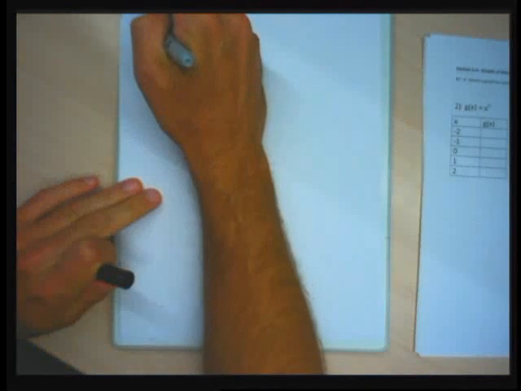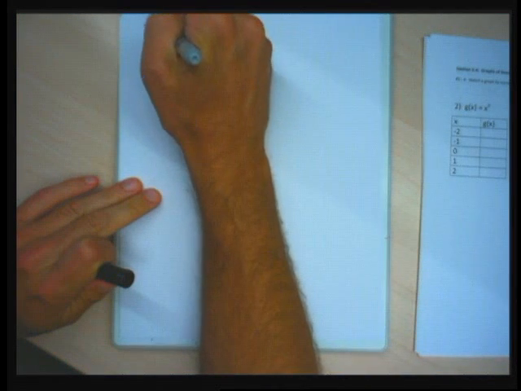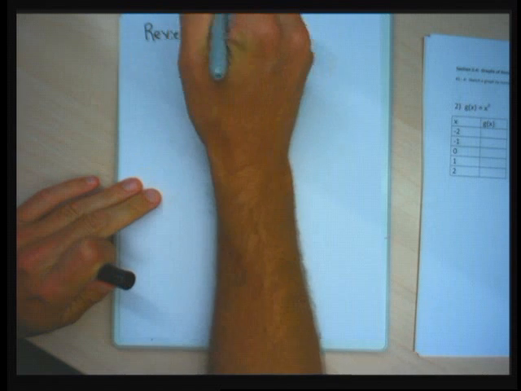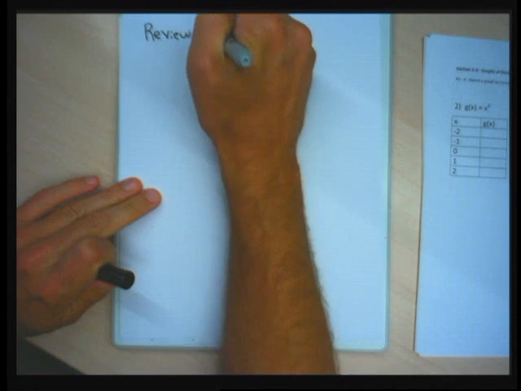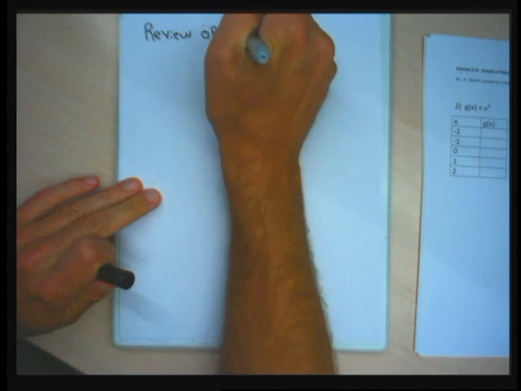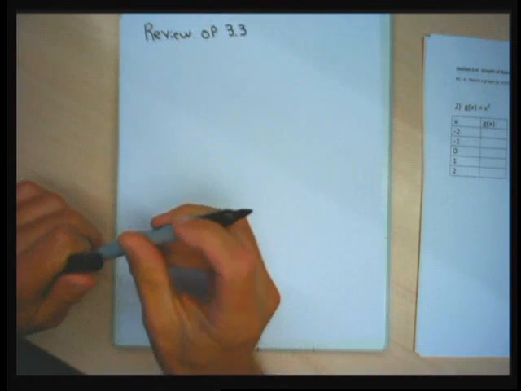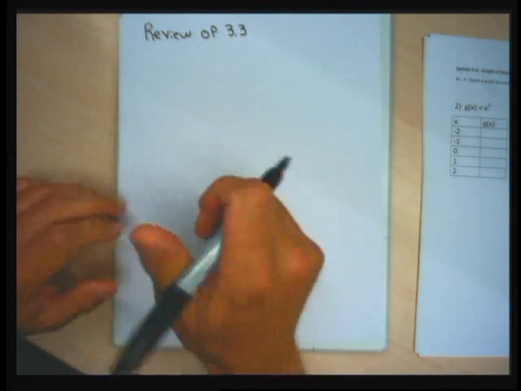So in a minute I'll start lecturing on section 3.4. I just wanted to do a real quick review of a couple things from section 3.3 that I always put on the test and that are missed more than they probably should be.